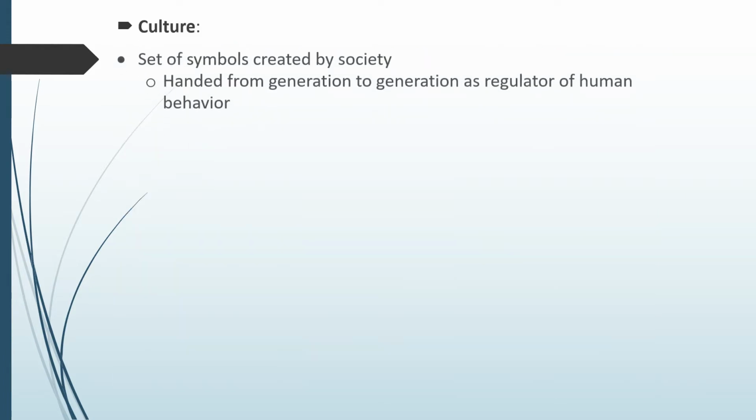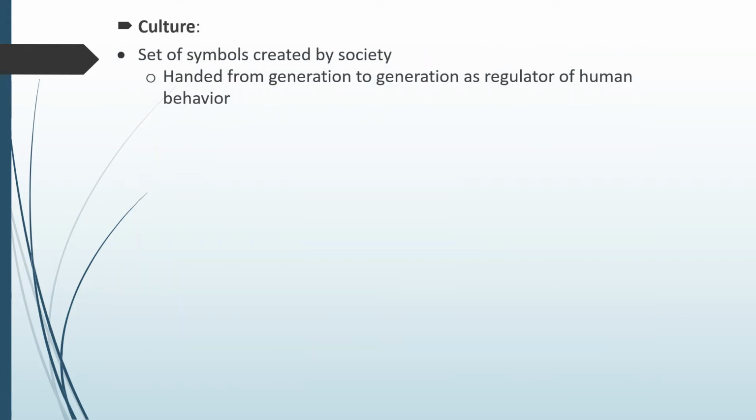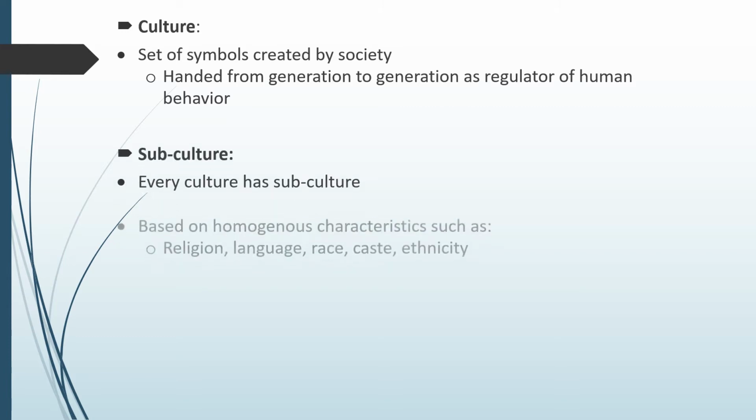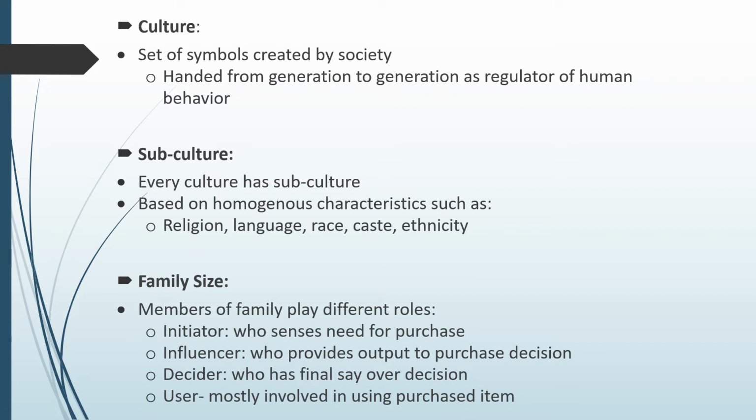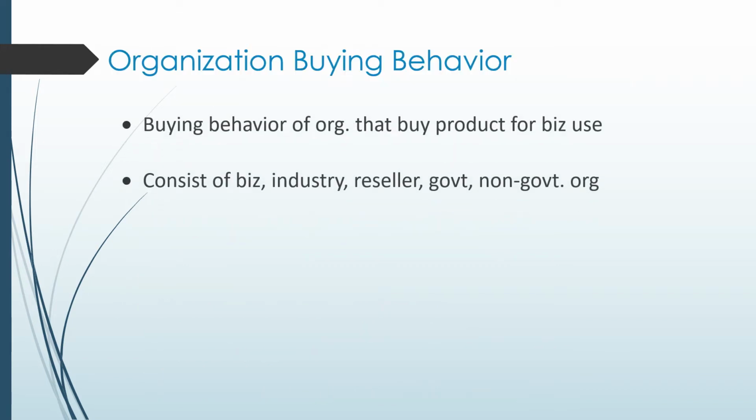Culture is a set of symbols set by society, handed from generation to generation as a regulator of human behavior. Subculture: every culture has subcultures based on homogeneous characteristics such as religion, language, race, caste and ethnicity. Within the family, members play different roles. The initiator is who senses the need for the purchase. The influencer is who provides input to the purchase decision. The decider is the person who has the final say over the decision, and the user is the one most involved in using the purchased item.